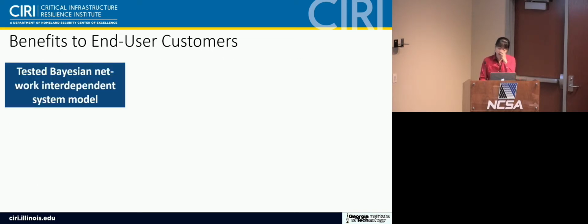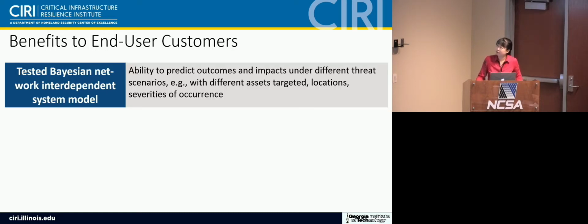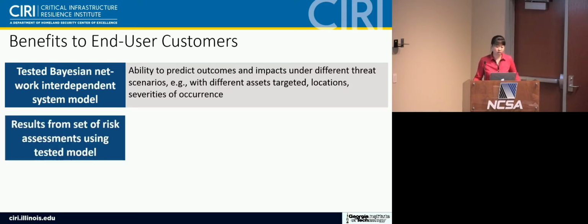And finally, in terms of the deliverables, the benefit of this tested Bayesian network interdependent system model is the ability to predict outcomes and impacts under these different threat scenarios. We can change the types of assets targeted, locations, and severities of occurrence.